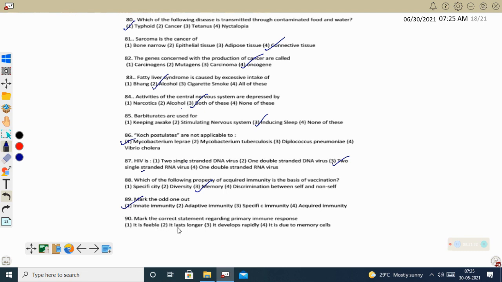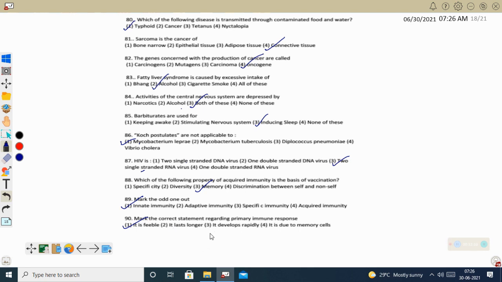Next question, mark the correct statement regarding primary immune response. Primary immune response will be always weak, okay, and it is feeble, it is unstable, and it is weak. So this is the correct option. Feeble means it is delicate or the weak immune mechanism. It lasts longer? No, it will not last longer. If it lasts for longer, that is called as anamnestic response, not the primary immune response.